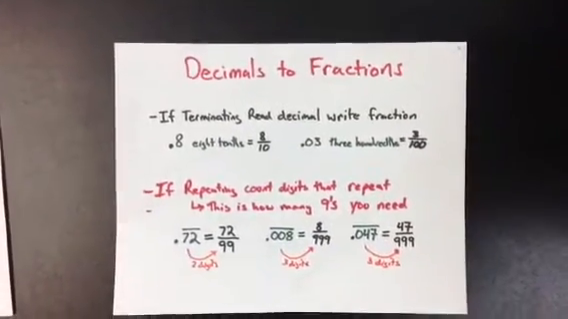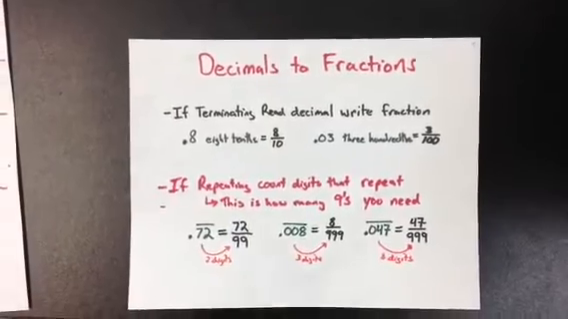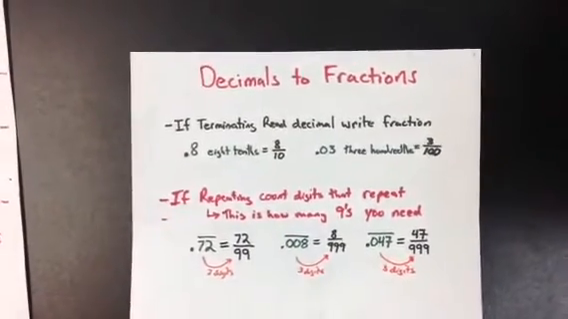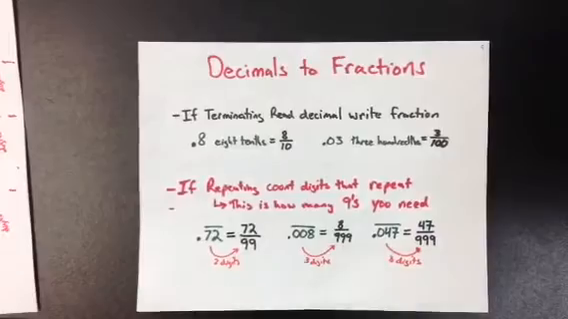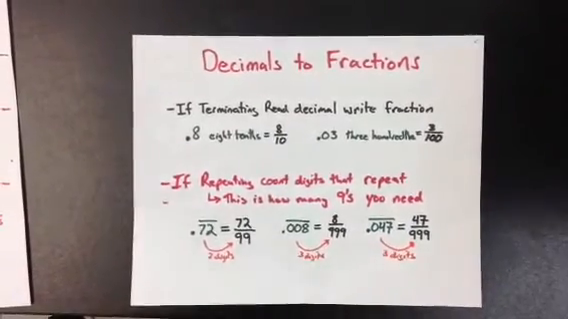Now, decimals to fractions. If it terminates, read the decimal and write the fraction. So for a terminating decimal, for instance 0.8, which is tenths, it's going to be 8 over 10. And then right here, 0.03, which is hundredths, is 3 over 100.